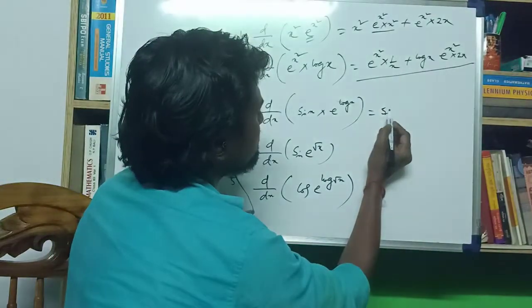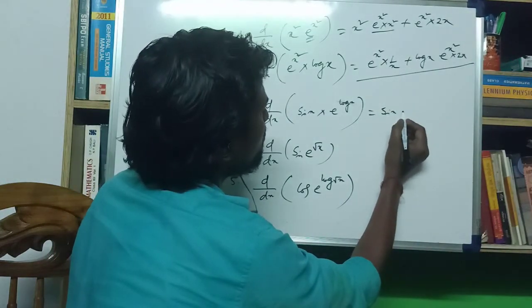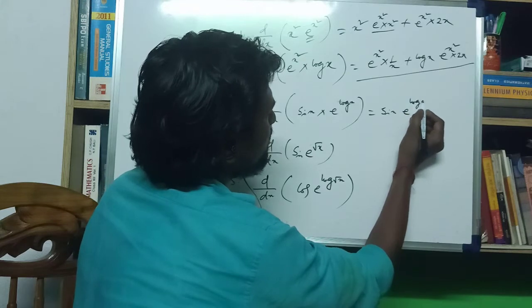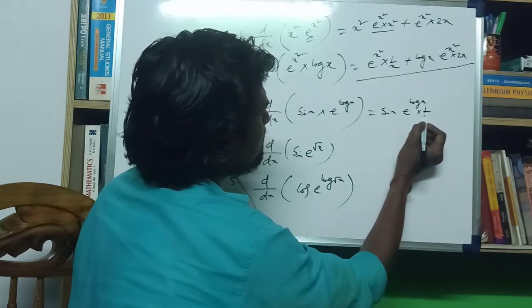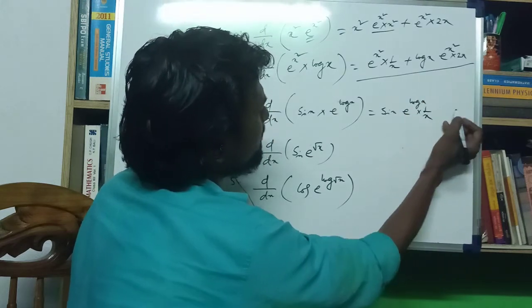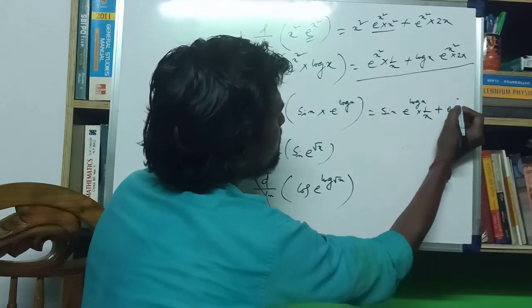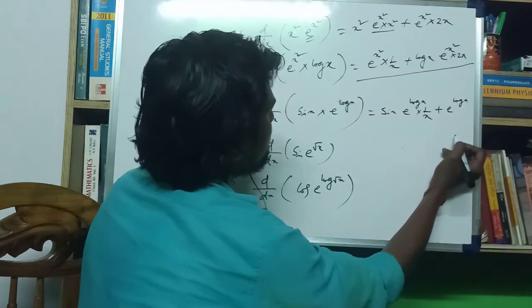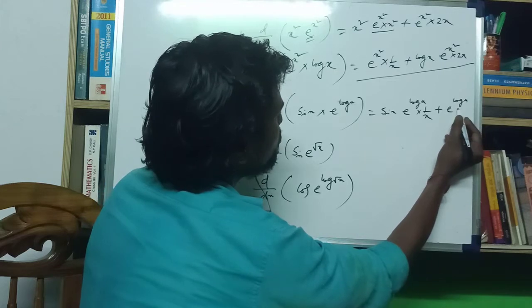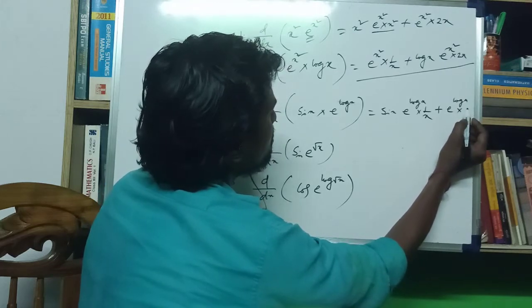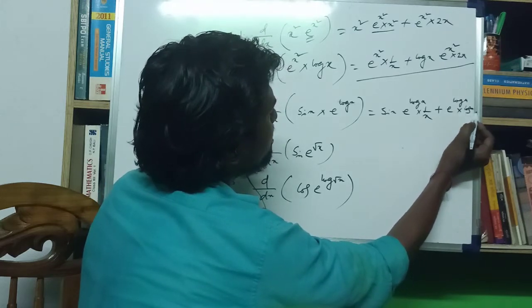Here the sin x into e to the power of log x, e to the power log x into log x. What is the derivative of log x? 1 by x plus e to the power of log x into e to the power of log x into sin x, derivative means cos x.